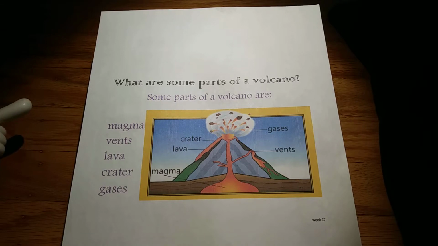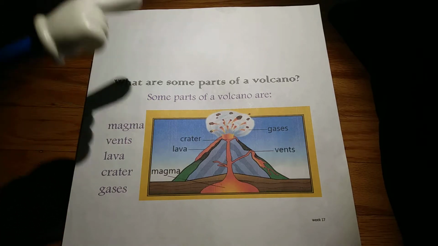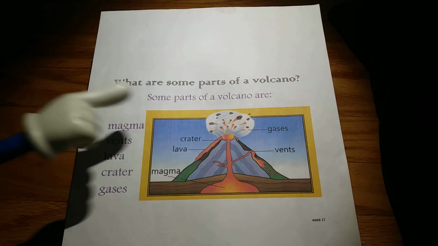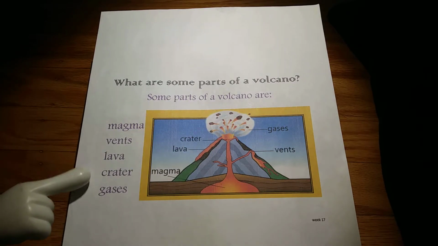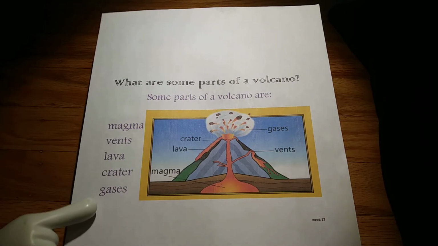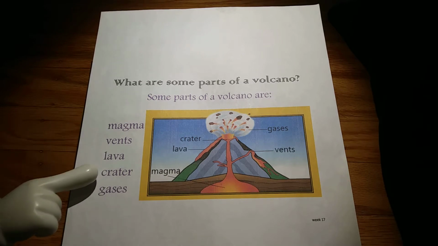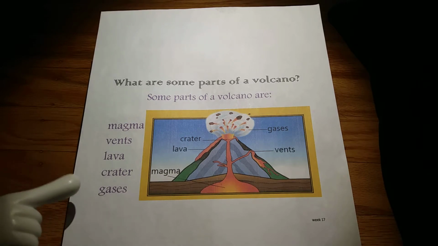Week 17. What are some parts of a volcano? Some parts of a volcano are magma, vent, lava, crater, and gases. Magma, vents, lava, crater, and gases.